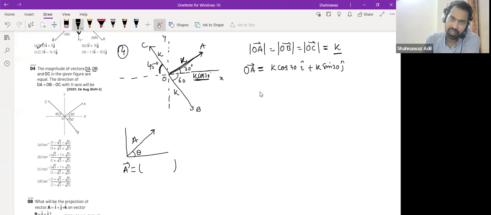Okay, and Martin, you tell me what would be the OC vector? Just one point to remember: the OC vector is this part. This is the vertical part, and this is the horizontal part. So just remember, for OC we have this part horizontal and this part vertical. So Martin, what is the OC vector?